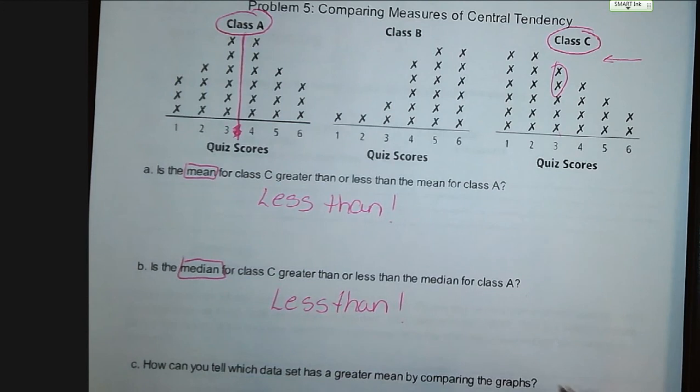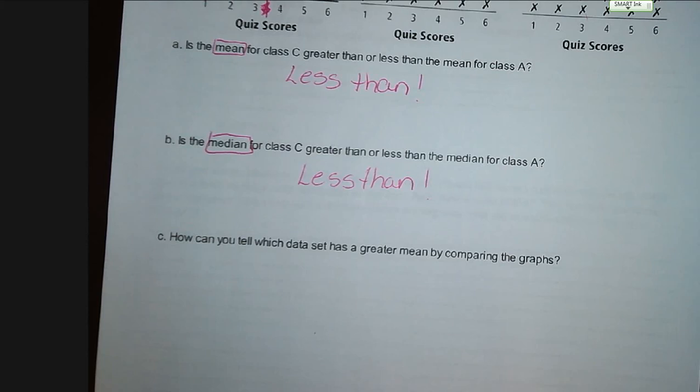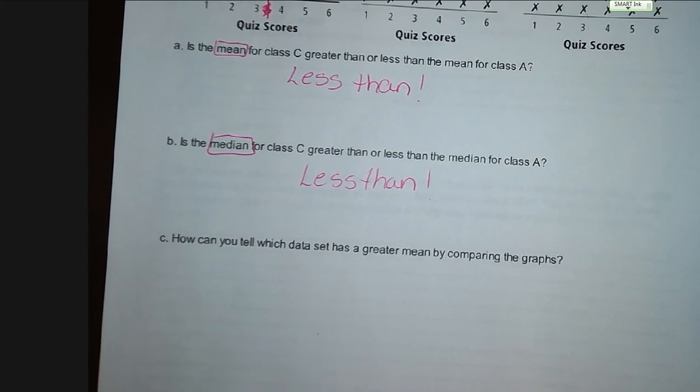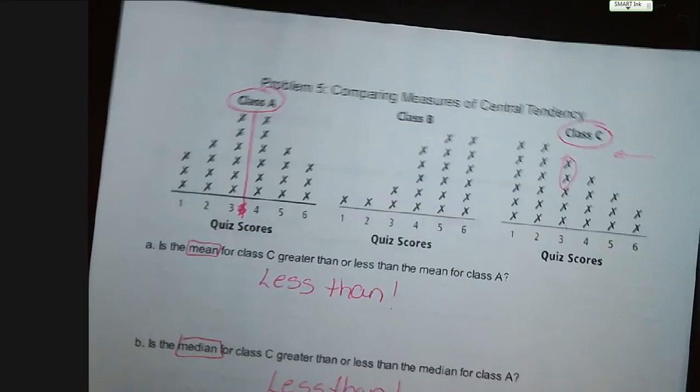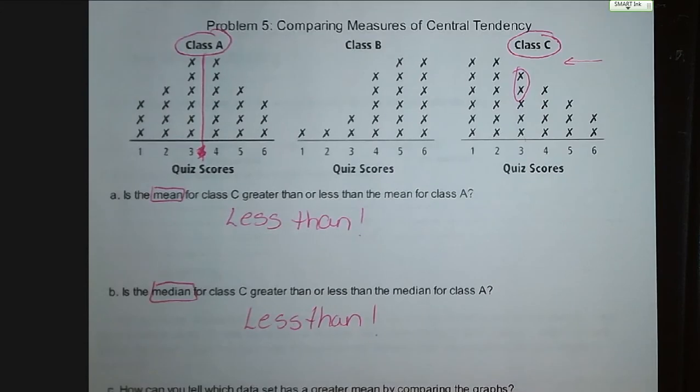Okay. How can you tell which data set has a greater mean by comparing the graphs? Well, let's take a look at it. What have you done here? Okay, I answered questions that weren't asked. Great, that's helpful. So, how can we tell which set has a greater mean by comparing the graphs?